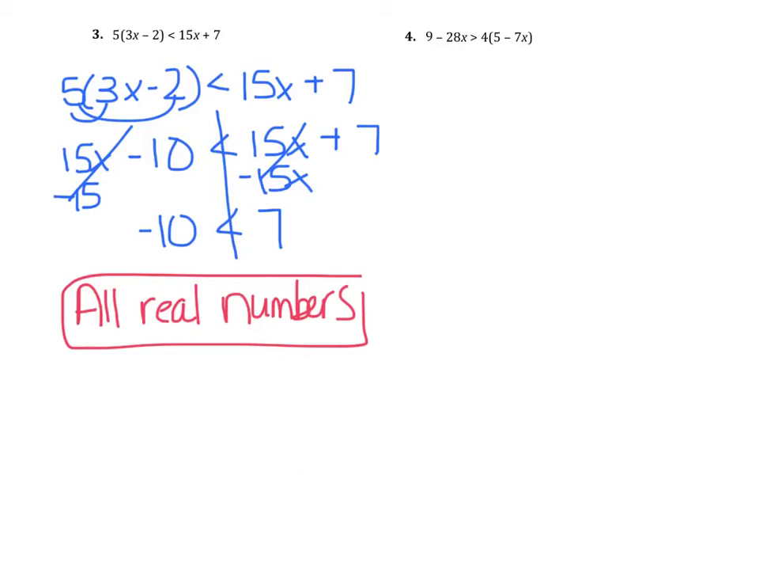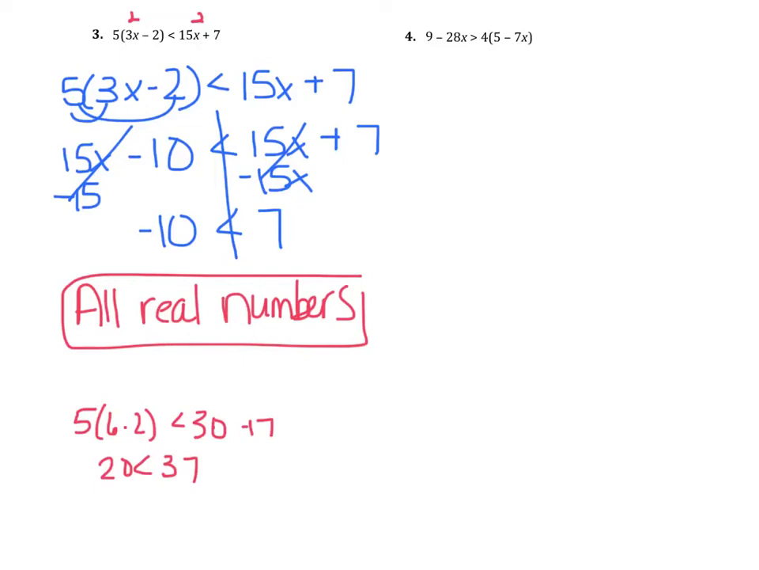If I just pick the number 2, for example, let's put a 2 in here for x, and I'll put a 2 in here for x. So I'd have 5 times 3 times 2, which is 6, minus 2 is less than 15 times 2 is 30, plus 7. So 6 minus 2 is 4, so I'd have 20, and then I'd have 37. Is 20 less than 37? Yes. So if you picked any number and placed it in there, it is going to satisfy that inequality. What we call that is all real numbers.